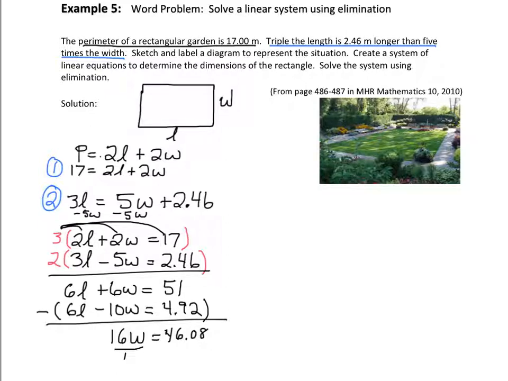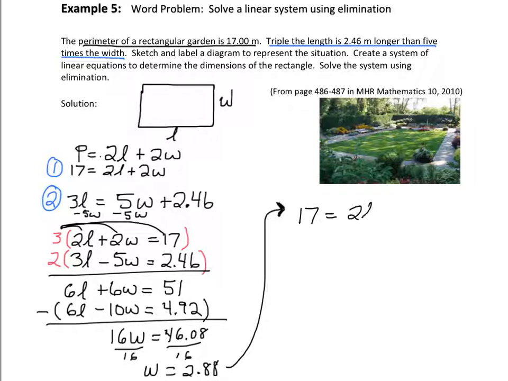The next thing you need to do is solve for W. So we're going to divide both sides by 16, and W is going to equal 2.88, and that means the width of the garden is 2.88 meters. So now we can go and solve for the length. I'm going to use the first equation that I made, which I used with perimeter, so 17 equals 2L plus 2W, and if my W is equal to 2.88, I can sub that in for W, so 2 times 2.88 in the equation.